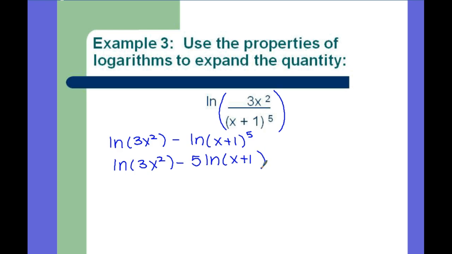What property is happening inside here? So it's like natural log of 3 plus the natural log of x squared minus 5 natural log of x plus 1. Exponent can also come out in front.